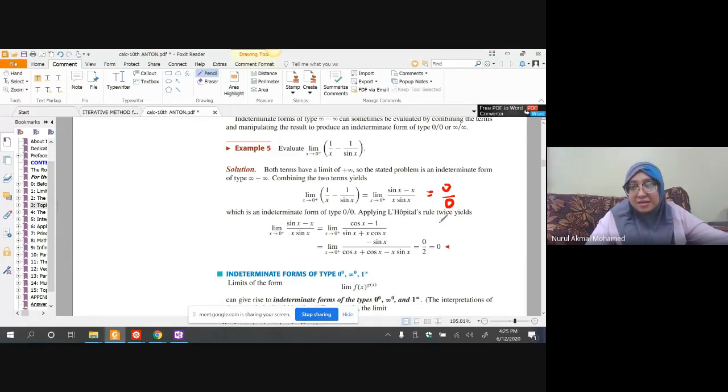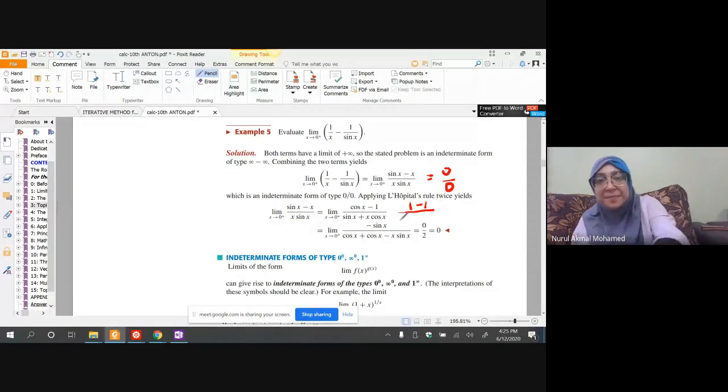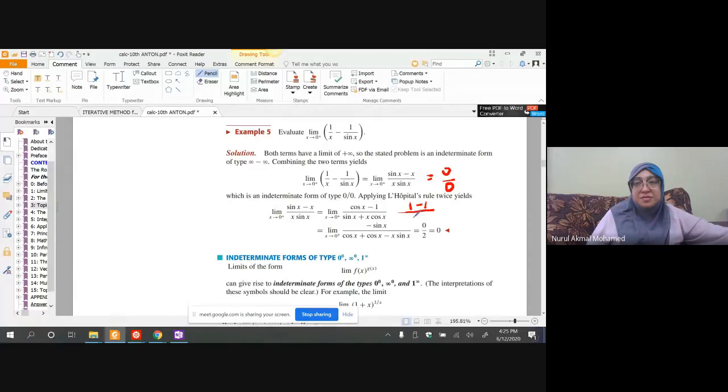After that, you substitute x equal to 0 in this expression. Once again, it gives you 0. Cos 0 is 1, so 1 minus 1, divided by sine 0, which is 0, plus 0 multiplied with 1. It gives you 0 over 0. So once again, you apply L'Hopital's rule. You differentiate, you get negative sine x.